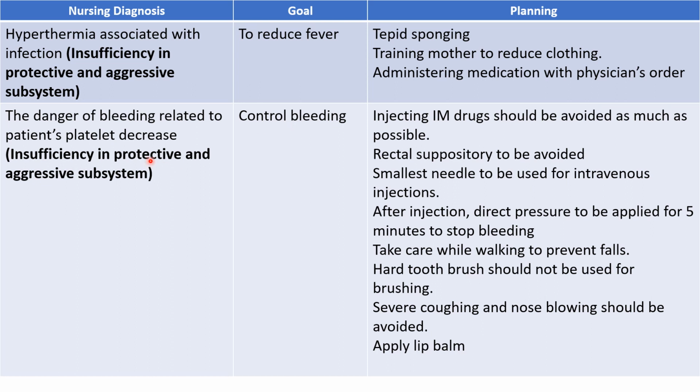The second diagnosis, we see after understanding there is a danger of bleeding related to the patient's decreased platelet count. The nursing diagnosis we form is insufficiency in the protective and aggressive subsystem. Here also the goal is controlled bleeding. Planning: IM injections of drugs should be avoided as much as possible. Rectal suppositories should be avoided. The smallest needles should be used for intravenous injections. After injection, direct pressure should be applied for 5 minutes to stop bleeding.